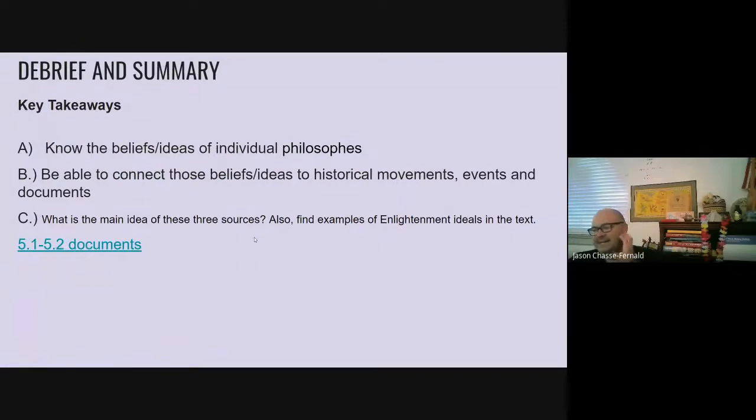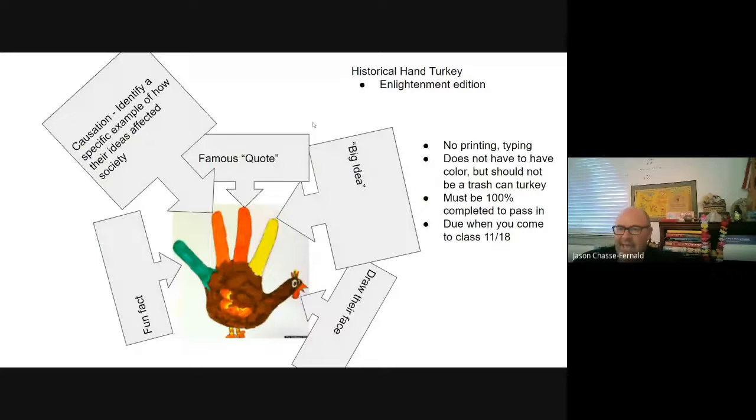I also assigned a brief little extra credit thing if that's something you want. A historical hand turkey, Enlightenment edition. This is not required. You don't have to do this. But basically, with Thanksgiving coming up, a little extra credit homework pass kind of thing here.